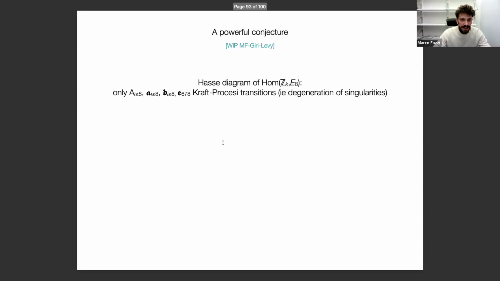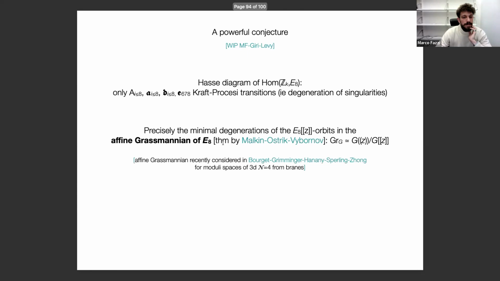But again, let me stress once more that the Hasse of homomorphisms only contain big A, little d, little e KP transitions, or degeneration of singularities in the more mathematical parlance. And this, as was pointed out to us by Paul, is exactly the types of minimal degenerations of the so-called E8 orbits in the affine Grassmannian of E8. And this is a theorem by these three gentlemen here. I'm not going to define what a Grassmannian is.